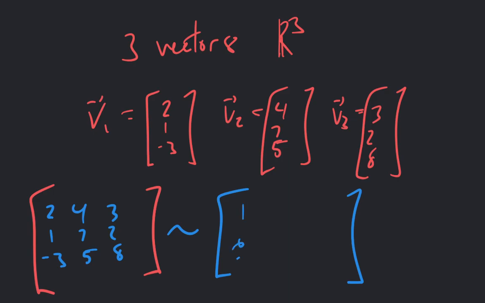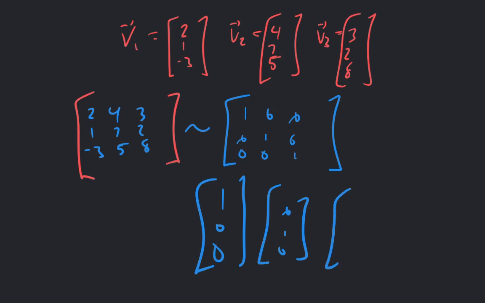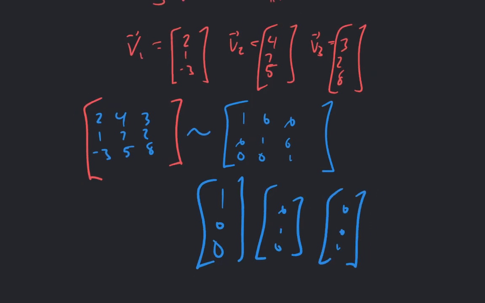Row reducing this gives the identity matrix, which gives us the row space (1, 0, 0), (0, 1, 0), (0, 0, 1). So we could say that V1, V2, V3 do make a basis in R3.